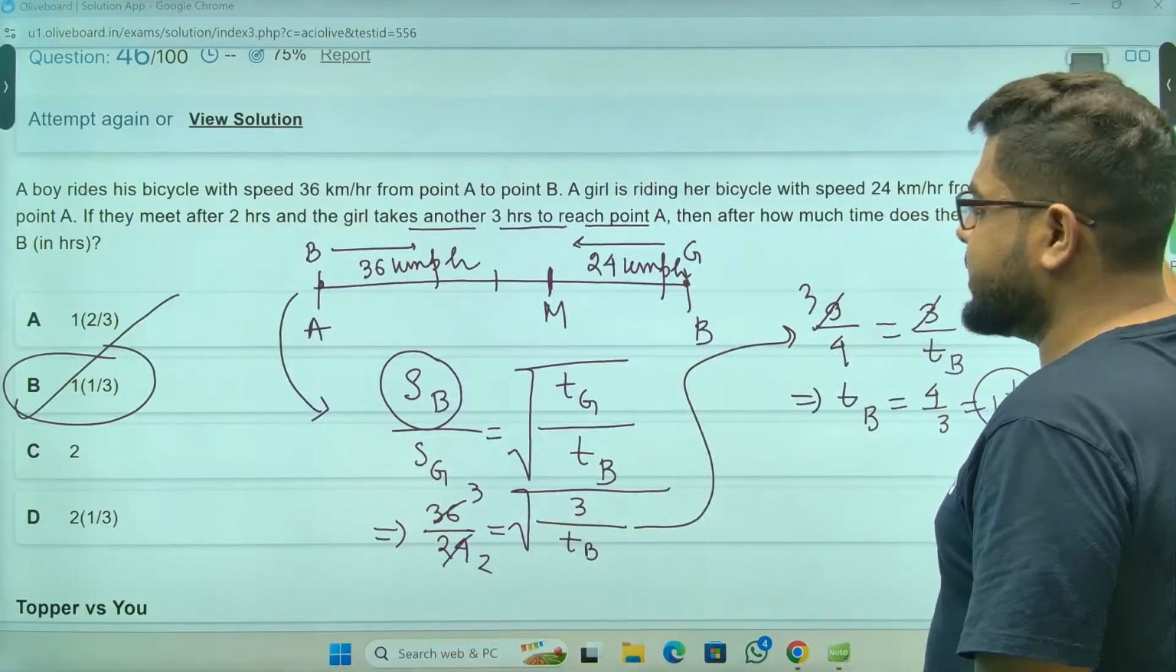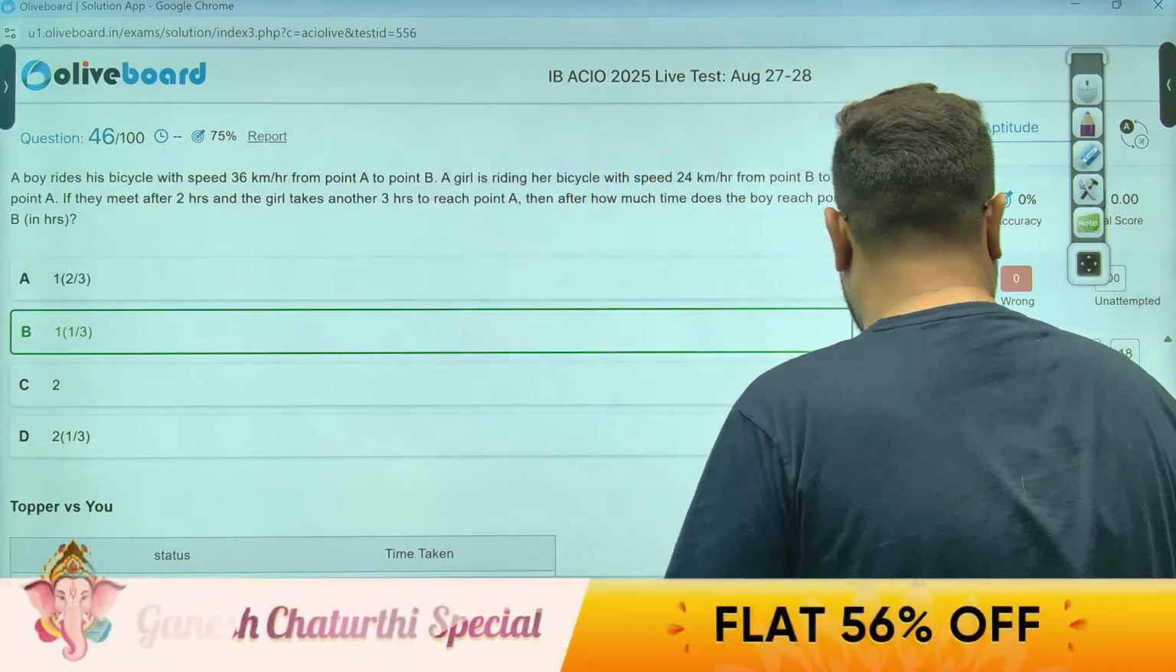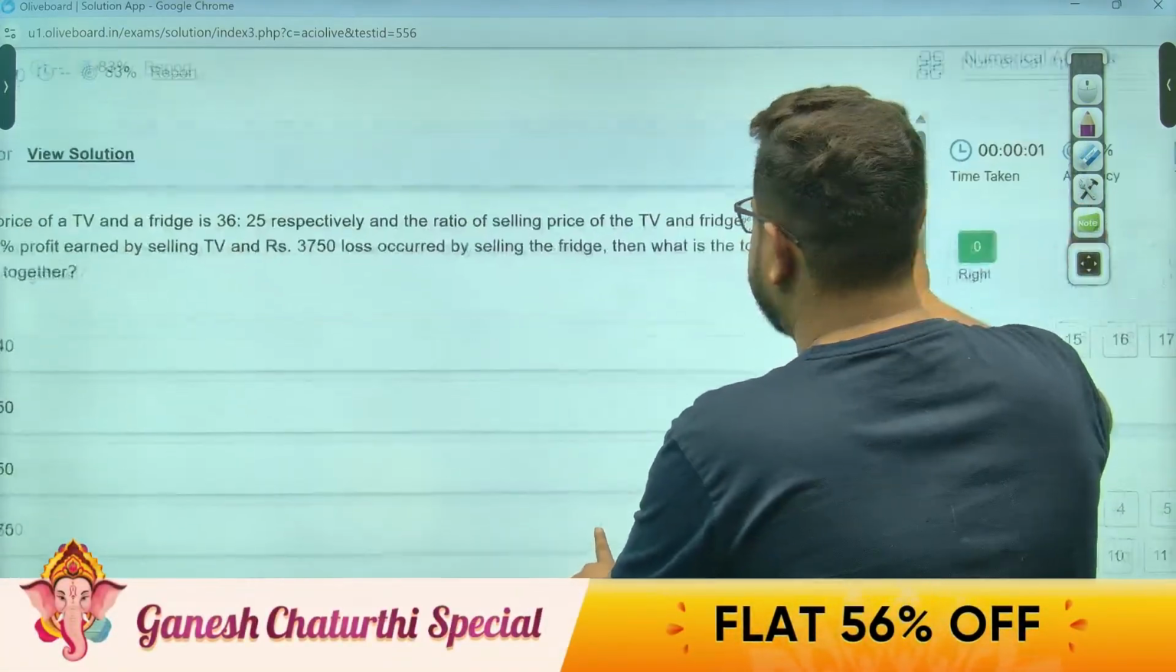Look, it will be done in two lines. Okay, but again, if you want to do it normally, please feel free to do. Feel absolutely free to do.